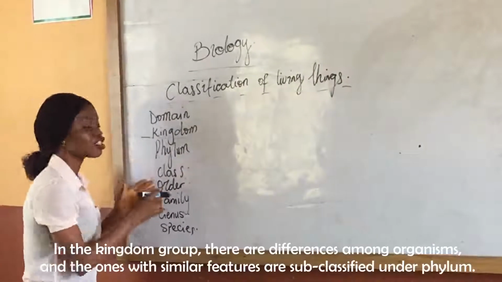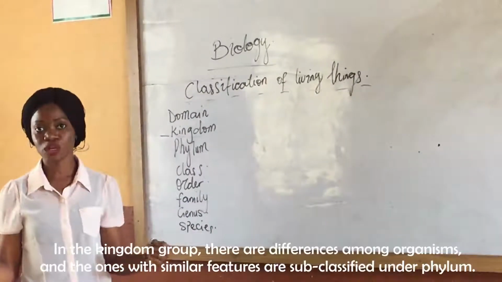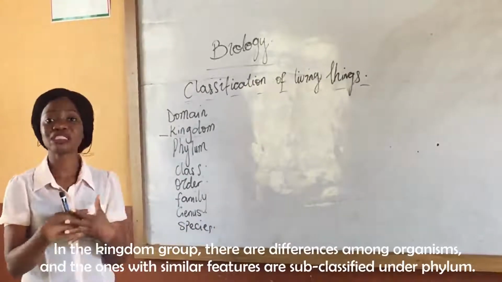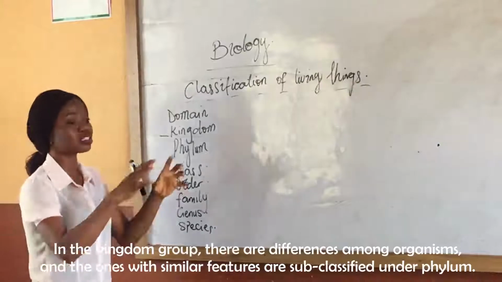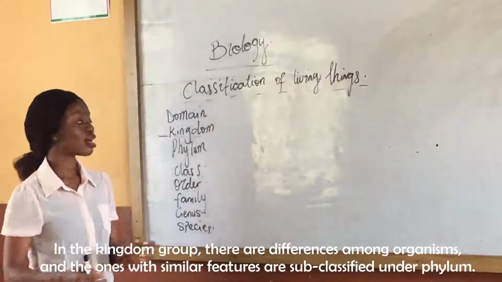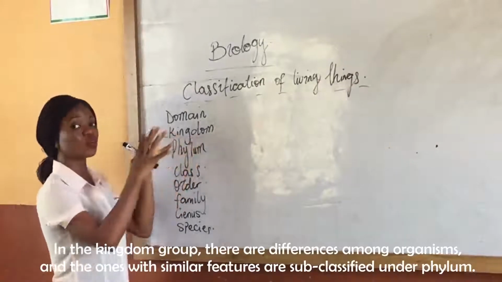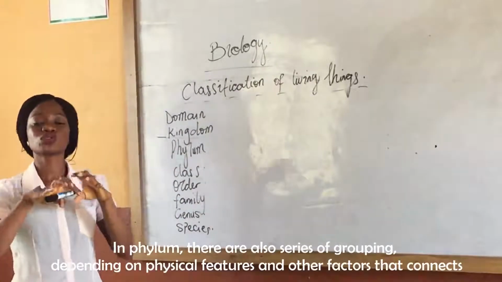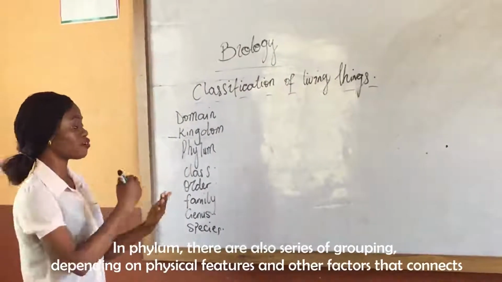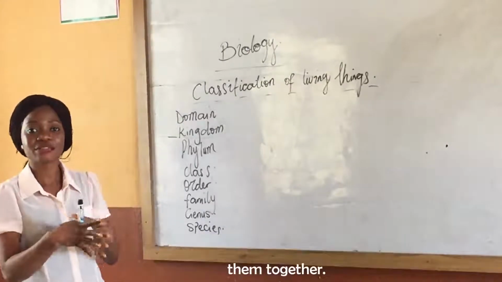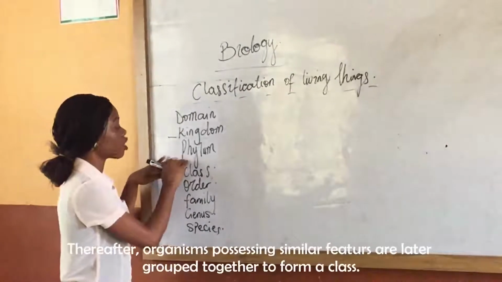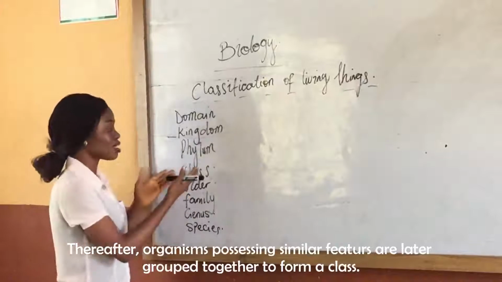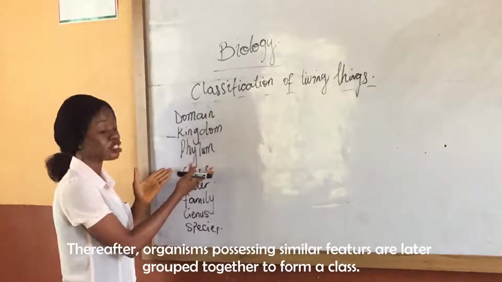Then in the kingdom, we have differences as well. Once we differentiate organisms, some of them we can also notice that they all have similar features. We take similar organisms in the kingdom apart, and then we group them into phylum. Then in the phylum we also do a series of groupings depending on their physical features and other things that connect living things together. So in this phylum, some organisms will go out, while others that have similar features will be grouped together in a particular class.